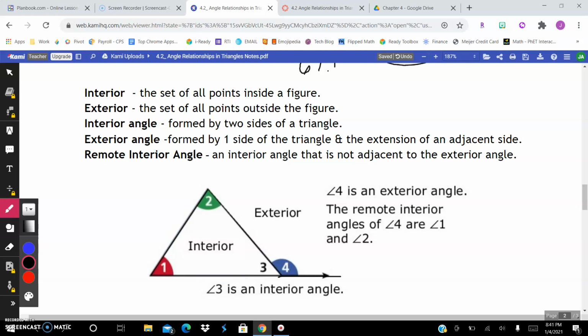And remember, adjacent means right next to or sharing a part of a line, next door, whatever you want to say. So 3 is definitely adjacent to 4. It's touching it. So angles 1 and 2 are remote interior angles of angle 4.